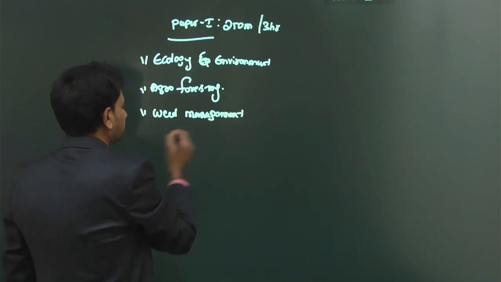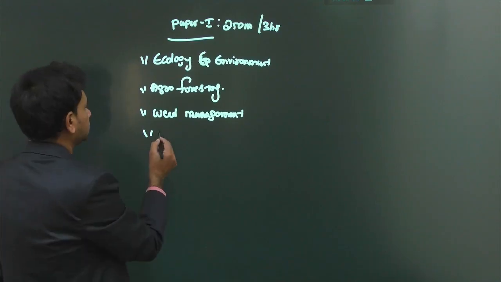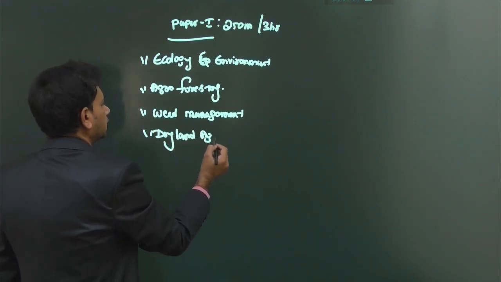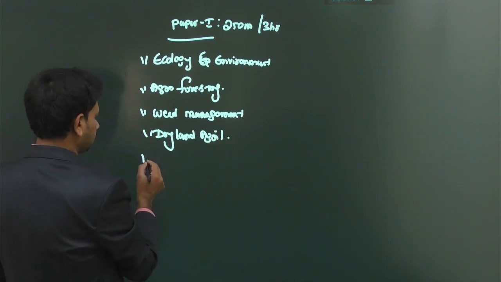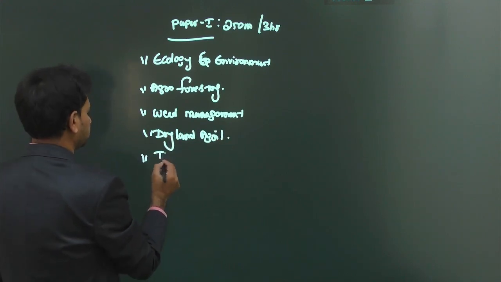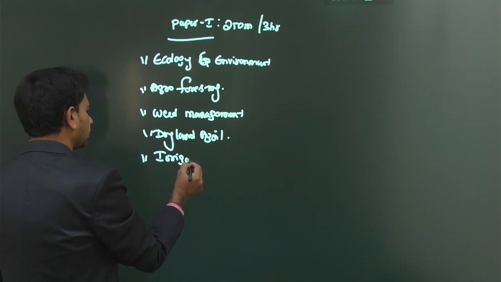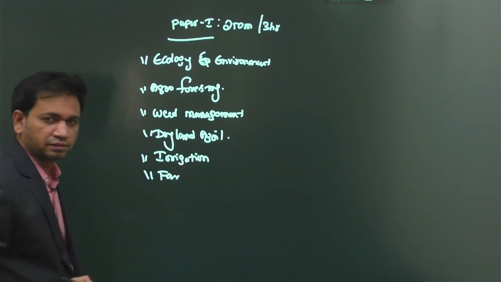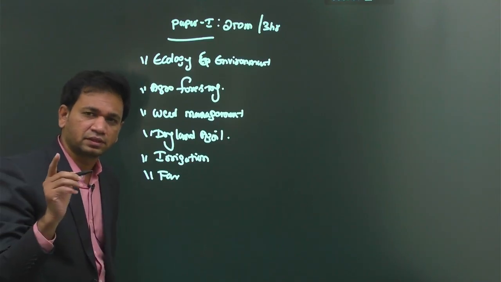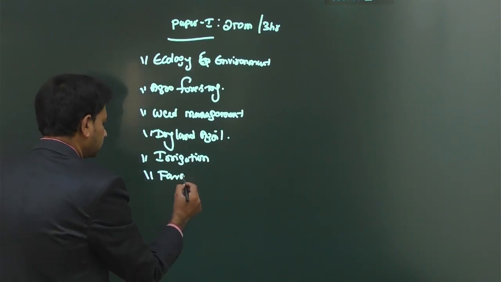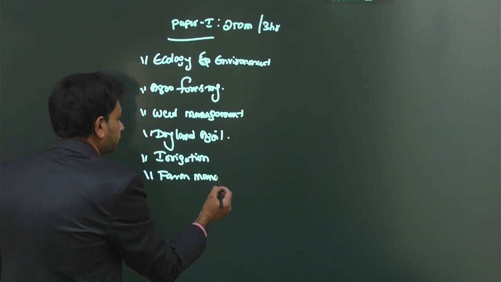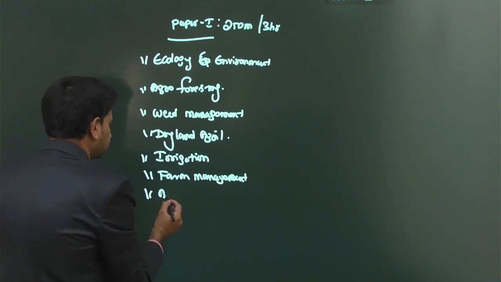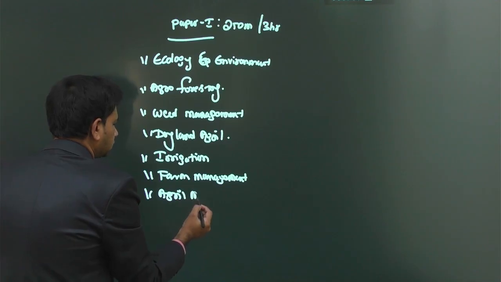Then we have the syllabus called dryland agriculture, then irrigation. Then we have agriculture economics. Within agriculture economics, we have two subjects: one is farm management, and another is agriculture marketing.